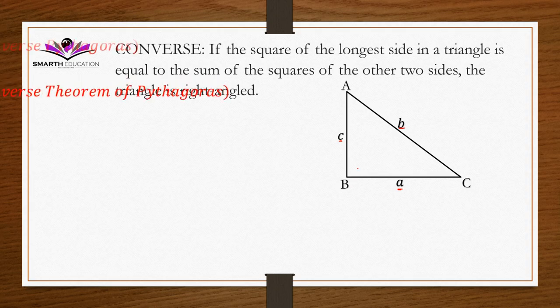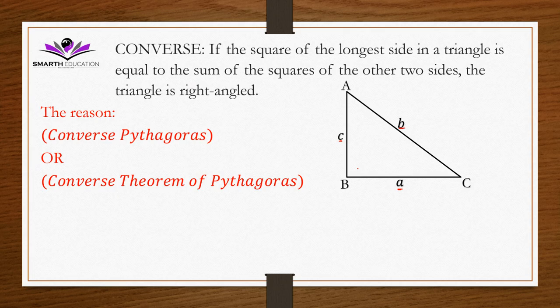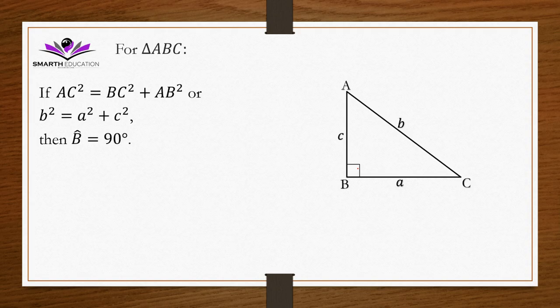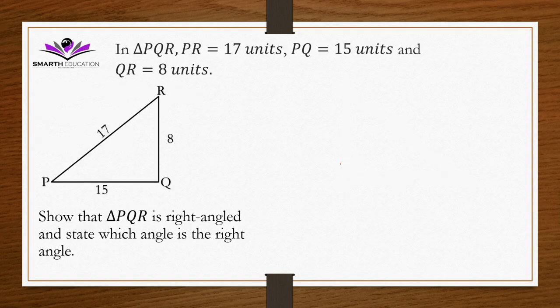And then the reason you write, you say converse Pythagoras or converse theorem of Pythagoras. Right, for triangle ABC, if AC squared is equal to BC squared plus AB squared, or we say B squared is equal to A squared plus C squared, then this angle B here is 90 degrees. Then this angle B here is what? Is a right angle.